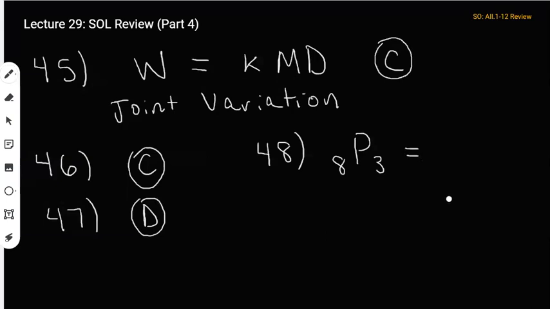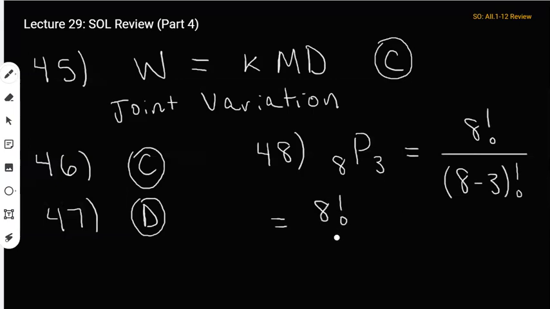So we're going to use the permutation formula for this one. The first thing that I'm going to do is put 8 factorial at the top. That's going to be my numerator. That's my total number of objects. And then in the denominator, I'm going to have 8 minus 3 factorial. So now I'm going to subtract 8 minus 3. That's going to give you 5 factorial at the bottom.